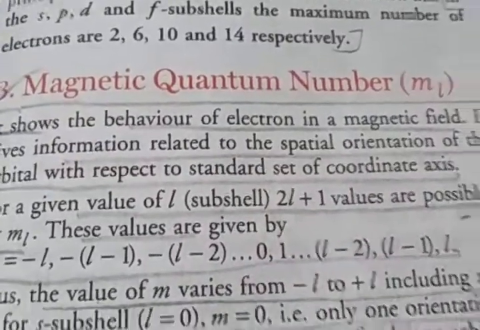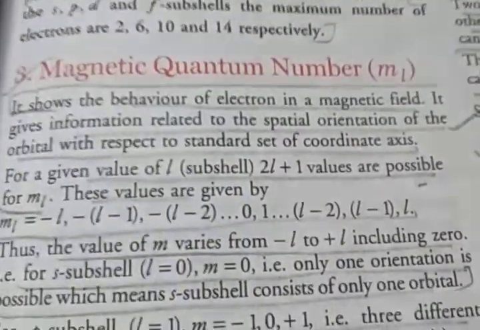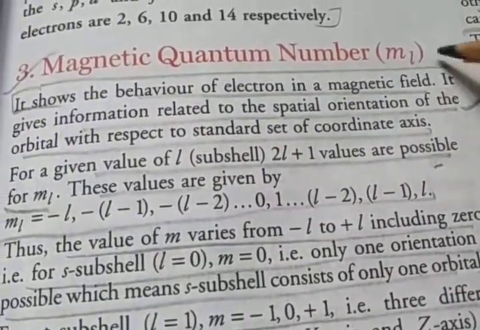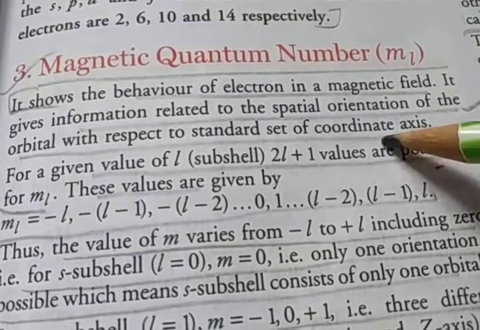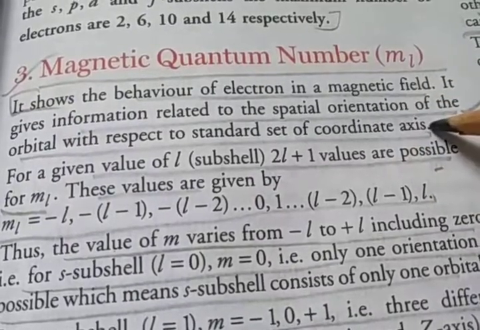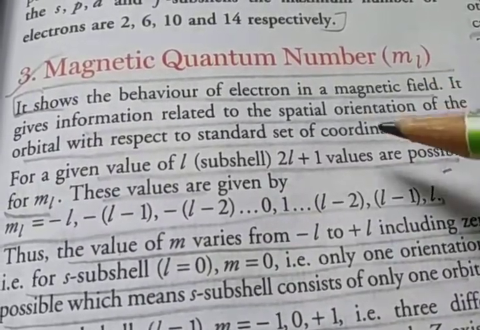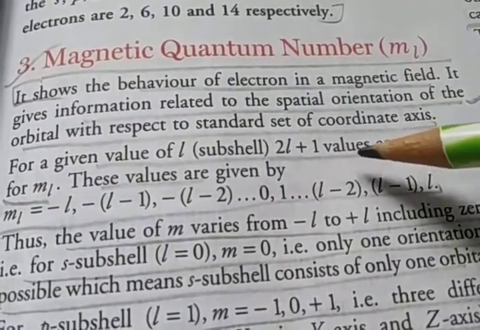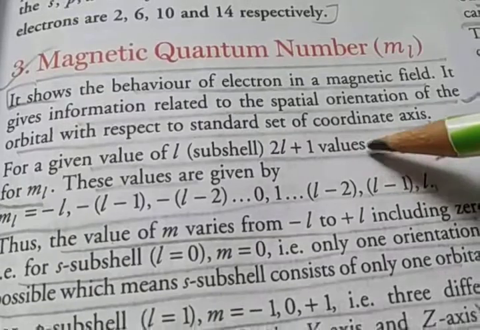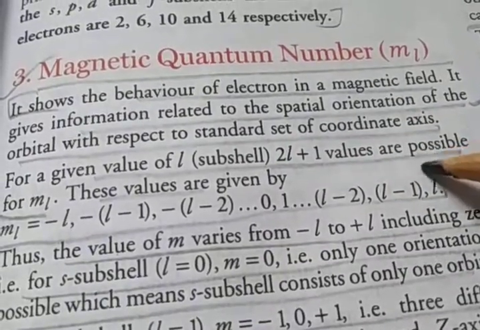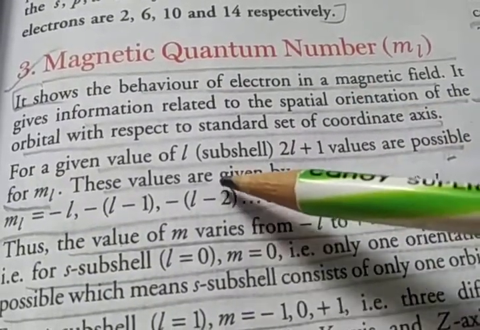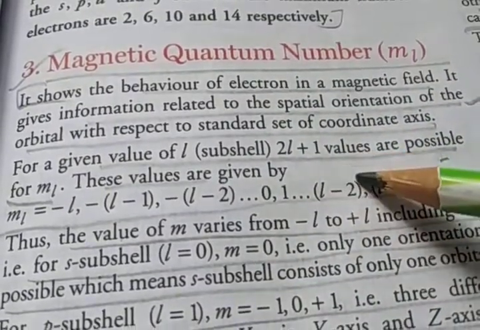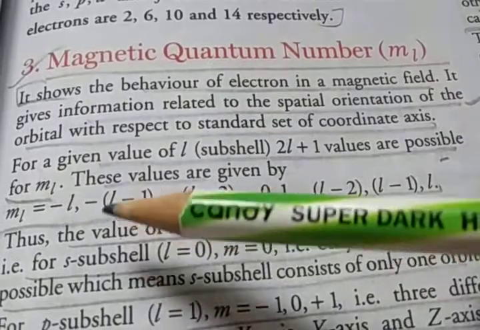The third quantum number is the magnetic quantum number, denoted by small m l. It shows the behavior of the electron in a magnetic field and gives information related to the spatial orientation of the orbital with respect to the standard set of coordinate axes. For a given value of the subshell l, 2l plus 1 values are possible for m l.